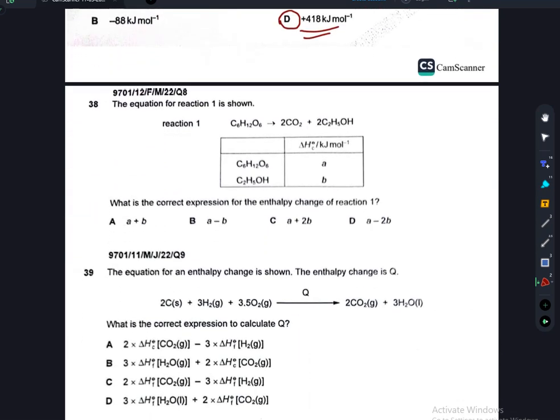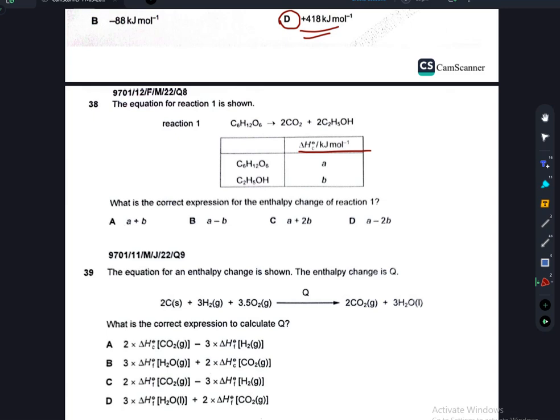Okay, so now we move on to question number 38. The equation for reaction 1 is shown. What is the correct expression for the enthalpy change of reaction 1? This is reaction 1. These are the enthalpy changes of combustion, and now I can solve this.